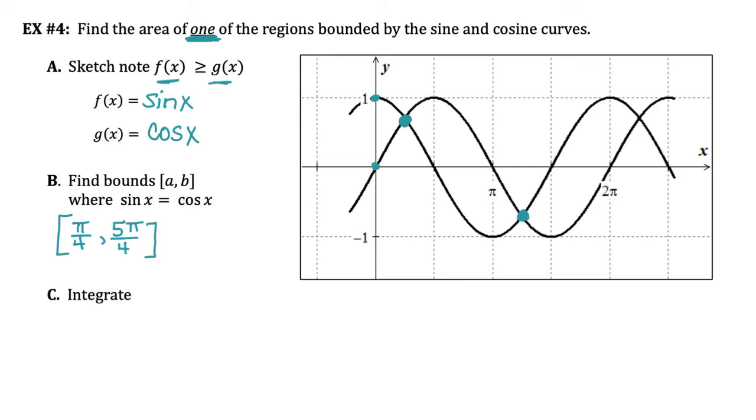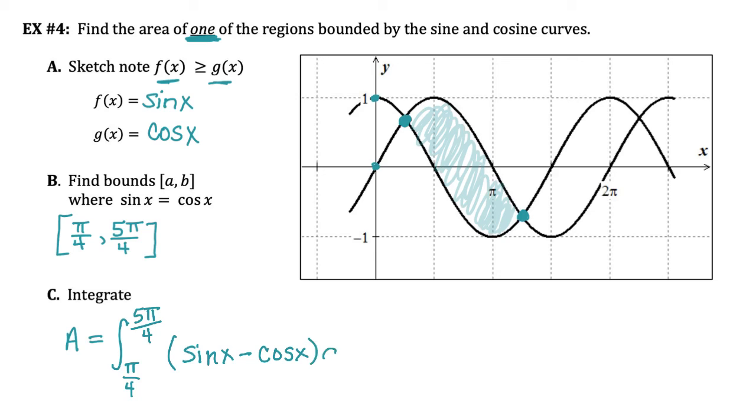And now we're going to find our area. Keep in mind, we always have to remember what we are finding. We're finding this bounded region right here, and for that bounded region, we're going to integrate from pi over 4 to 5 pi over 4. There's your region. It's going to be your top function, which is sine of x, minus your bottom, cosine of x, dx.